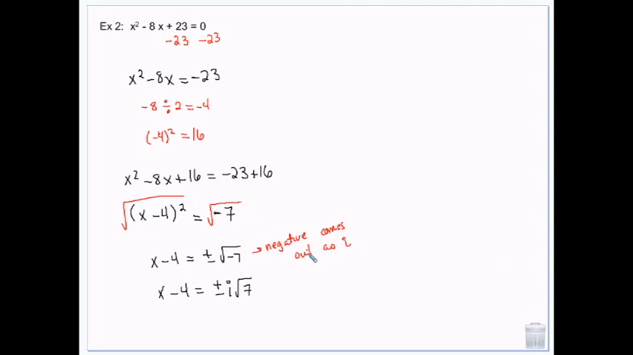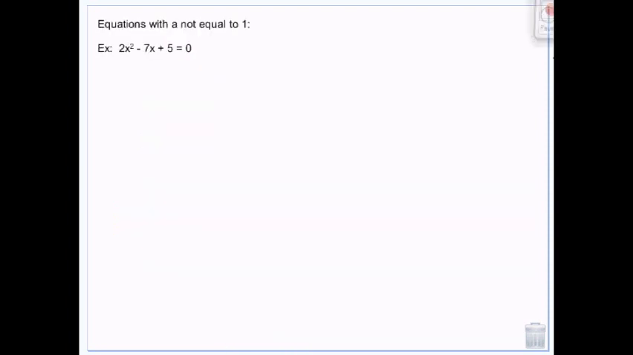Imaginary, because the square root of a negative is imaginary. They made it up. Add 4 to both sides, and you get x is equal to 4 plus or minus i times the square root of 7, and I cannot do anything with any of that, so I'm done. That's my final answer.